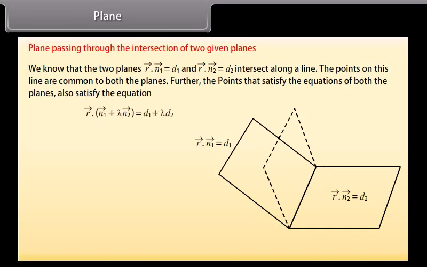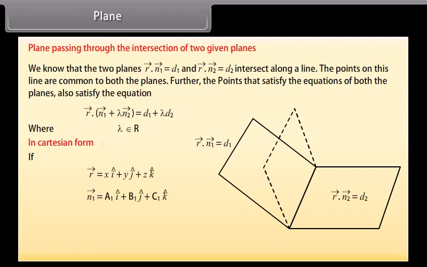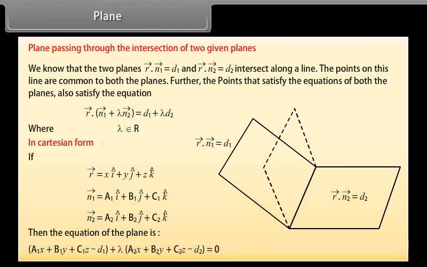Dot product of vector r and vector n1 plus lambda vector n2 equals d1 plus lambda d2, where lambda belongs to R. In Cartesian form, if vector r equals x i cap plus y j cap plus z k cap, vector n1 equals a1 i cap plus b1 j cap plus c1 k cap, vector n2 equals a2 i cap plus b2 j cap plus c2 k cap, then the equation of the plane is a1x plus b1y plus c1z minus d1 plus lambda into a2x plus b2y plus c2z minus d2 equals 0.